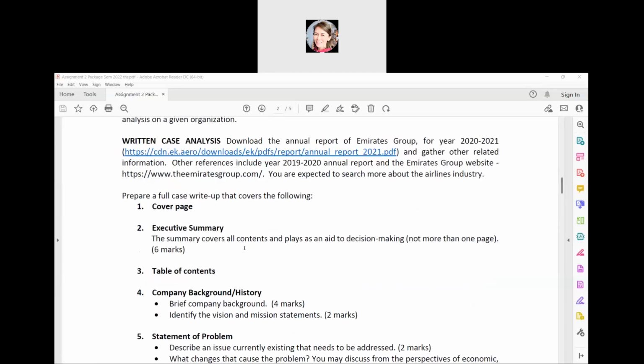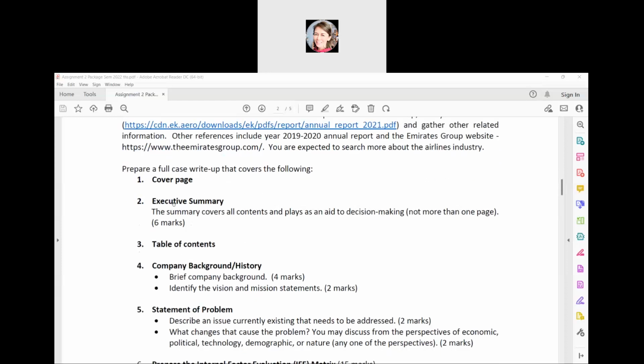Okay. The following are the requirements. As usual, you need a cover page for this. Second requirement is the executive summary. You need to come up with the executive summary. The summary covers all contents and plays an aid to decision making. Okay, not more than 1 page. So this is not more than 1 page, and this accounts for 6 marks. All right.